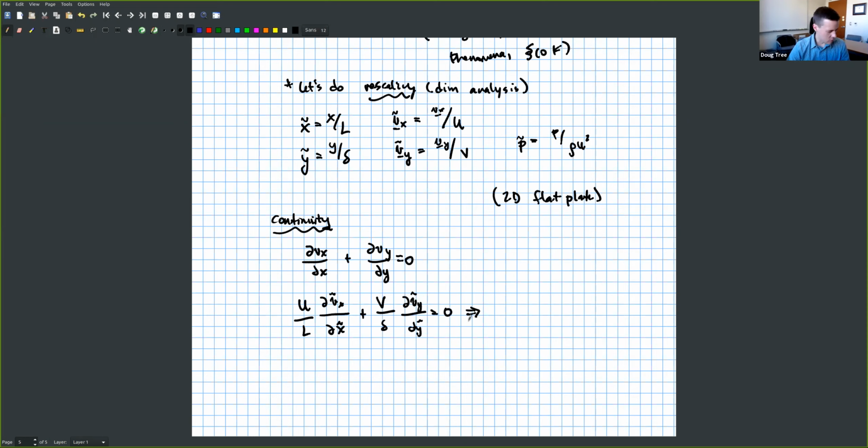Okay? And so I can divide by this guy and combine over here. And I'm going to get dVx/dx plus LV divided by delta U dVy/dy is equal to 0. Okay? And what I'm going to say is that I'm going to use this thing here to find V. So I'm going to say LV over delta U is equal to 1. I'm going to use this to find V.